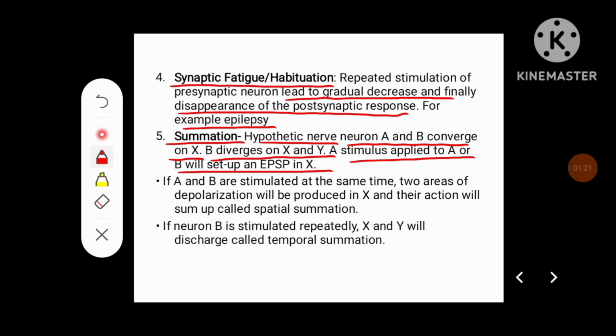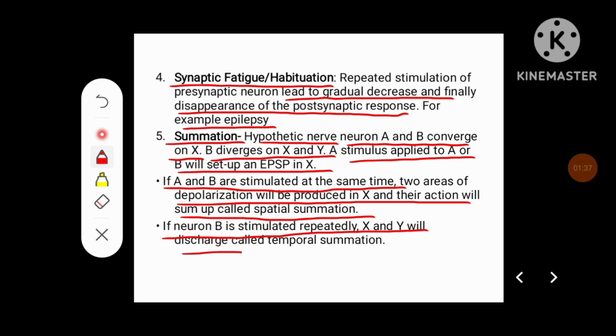So here, if A and B are stimulated at the same time, two areas of depolarization will be produced in X, and their actions will sum up, which is called partial summation. If neuron B is stimulated repeatedly, X and Y will discharge, and it is called temporal summation.